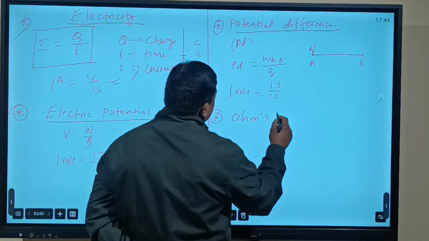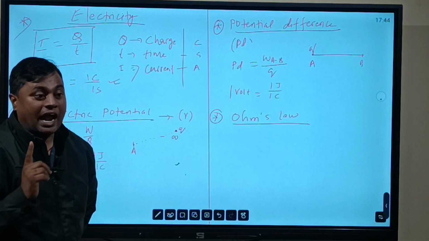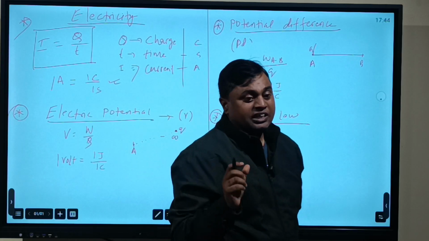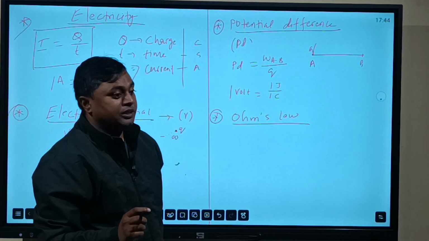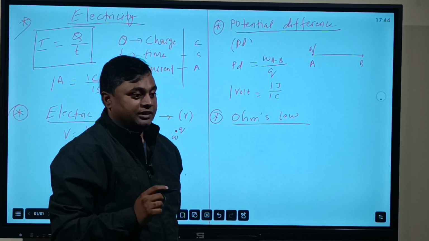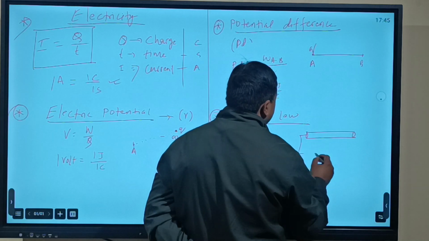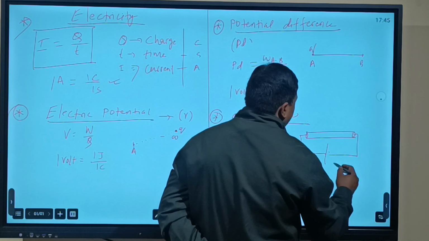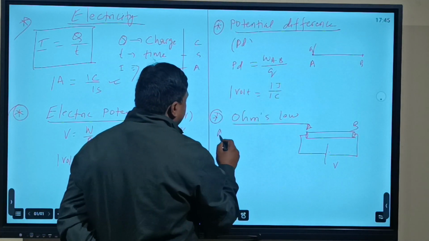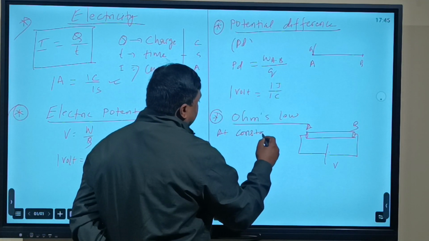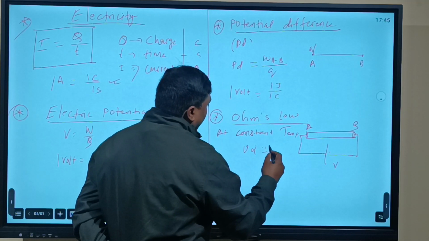After this, we have to know Ohm's law. See, Ohm's law states that at constant temperature, potential difference across the ends of the conductor is directly proportional to the current passing through it. Or we can say like this also, this is the conductor. When V is applied across the ends of this wire, at constant temperature T, V is directly proportional to I.